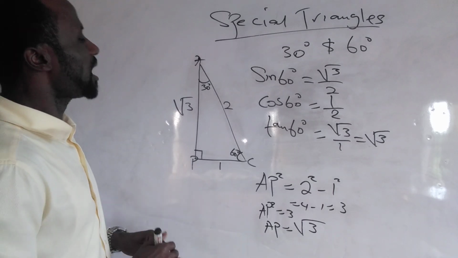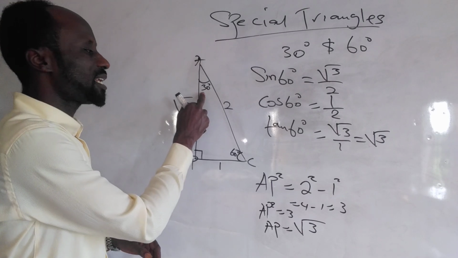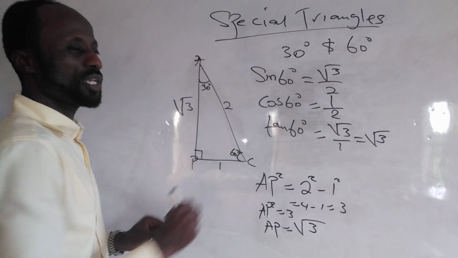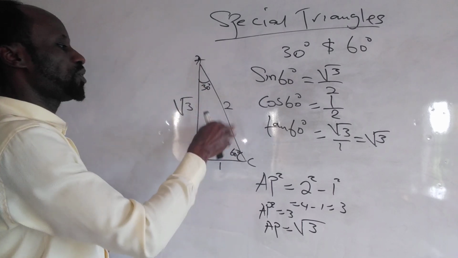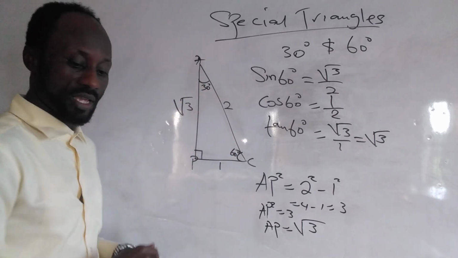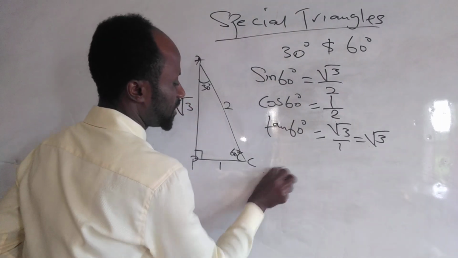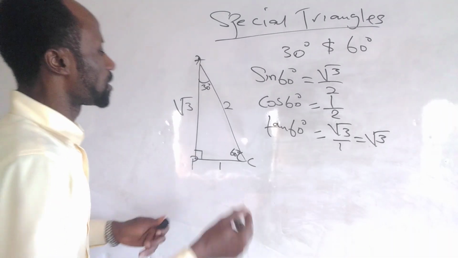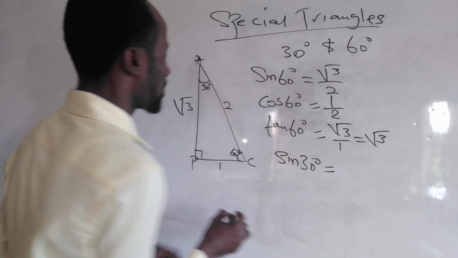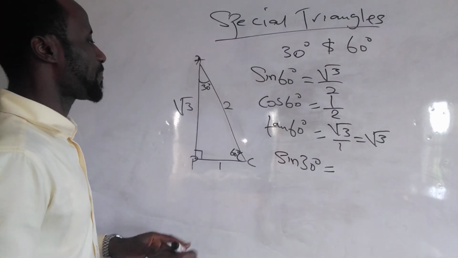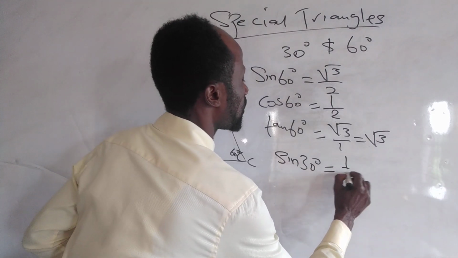Alright, now what about 30? If I now consider angle 30, it makes PC the opposite. Then adjacent now is AP. Hypotenuse remains AC. Now let me remove this. We look at sine 30 degrees. What is sine? Sine is opposite over hypotenuse. Opposite is 1, hypotenuse is 2. So I have 1 over 2.